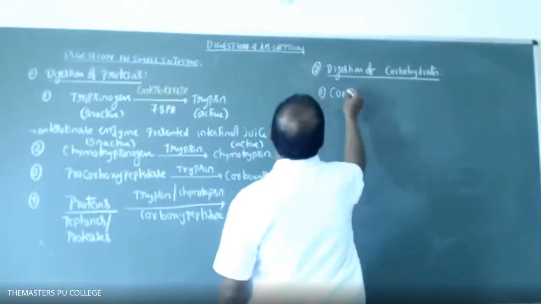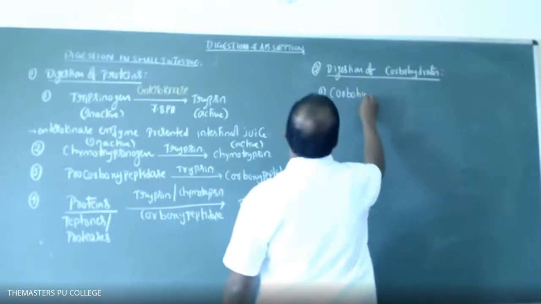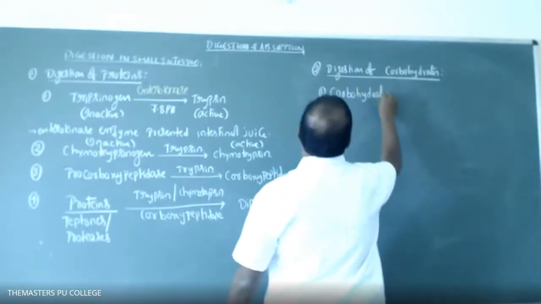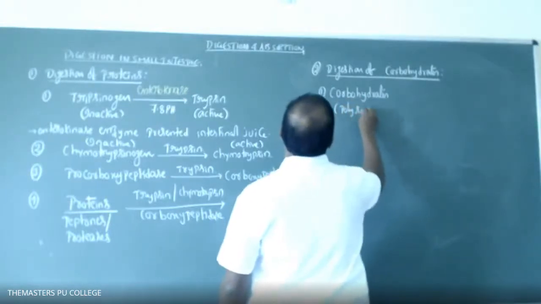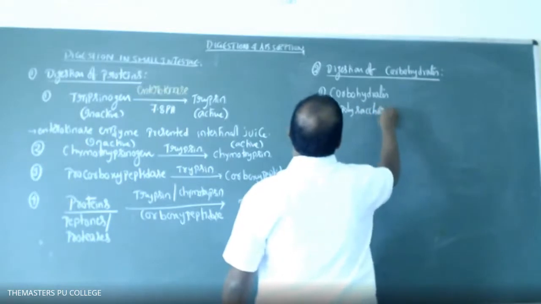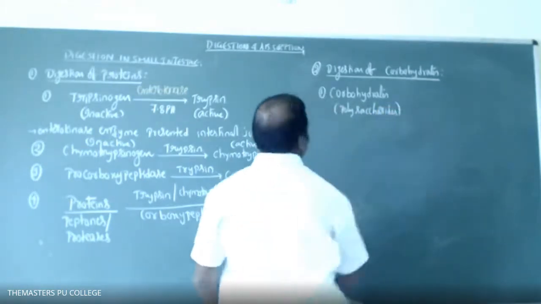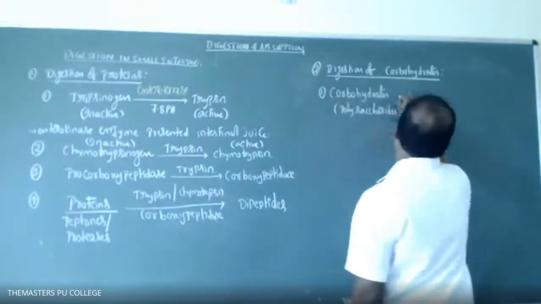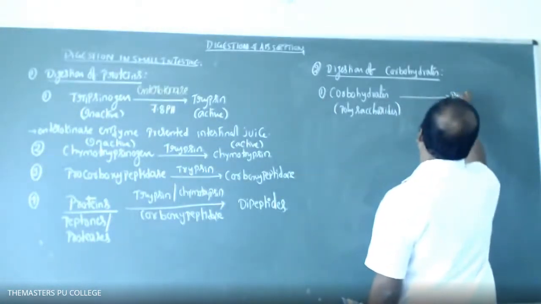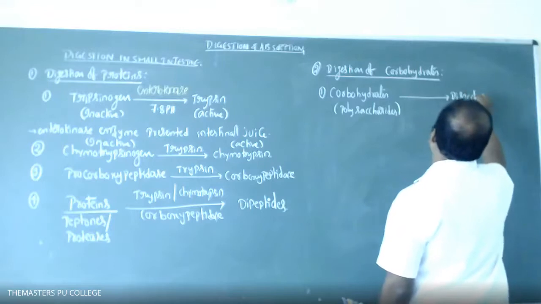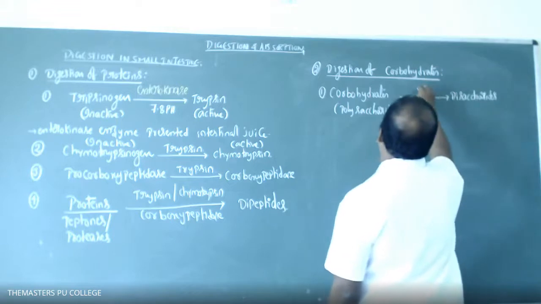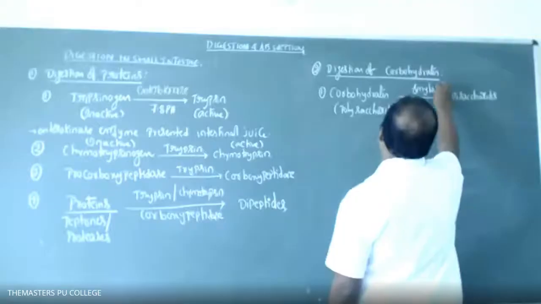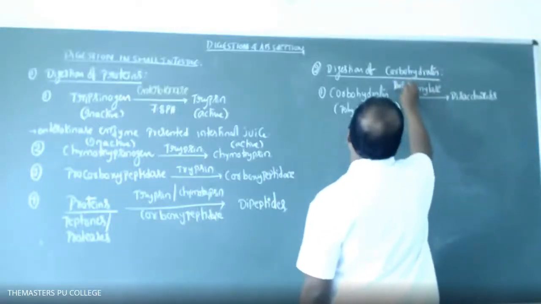So first reaction: carbohydrates, or you can write here in the brackets, starch or polysaccharides. Carbohydrates, those are polysaccharides, are converted into disaccharides in the presence of which enzyme? Amylase. Which amylase? Pancreatic amylase.